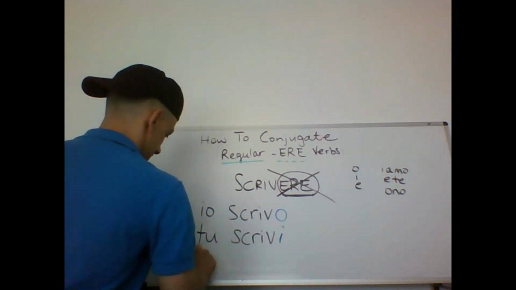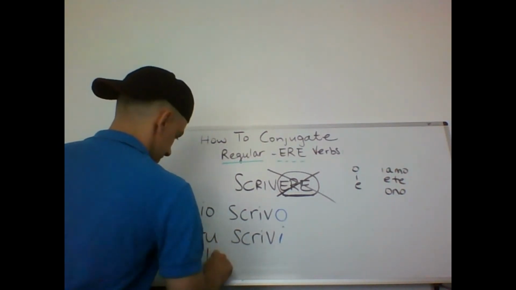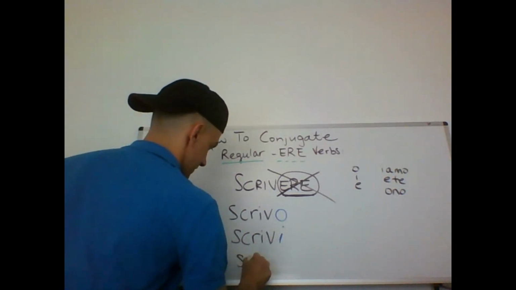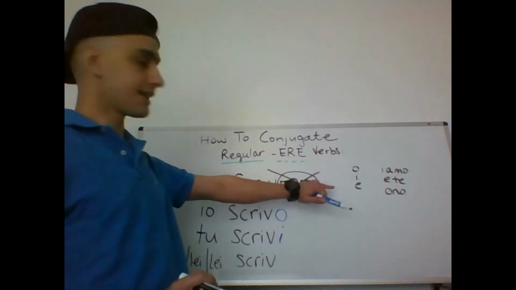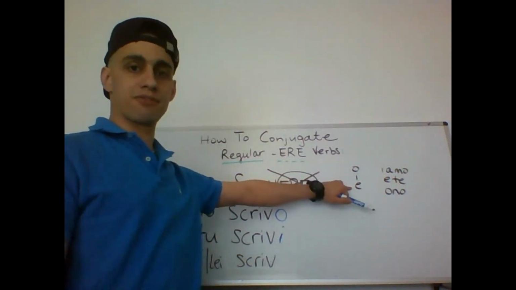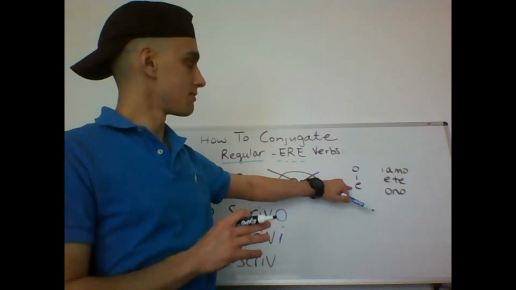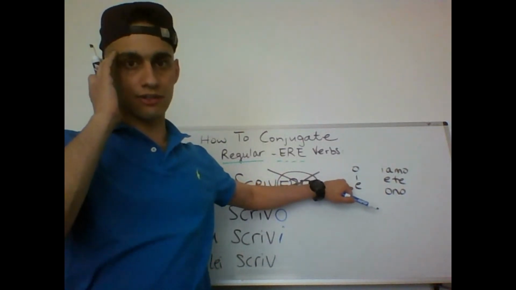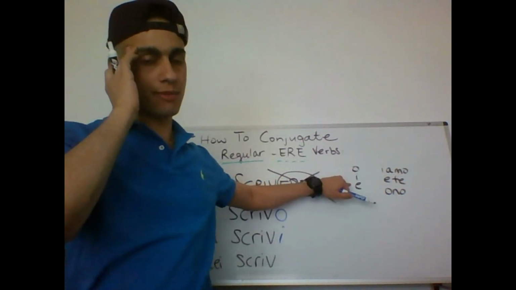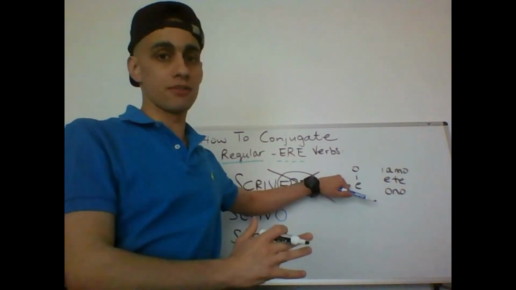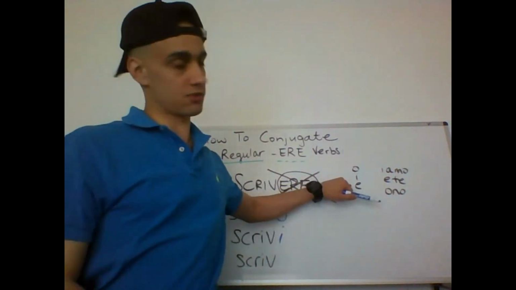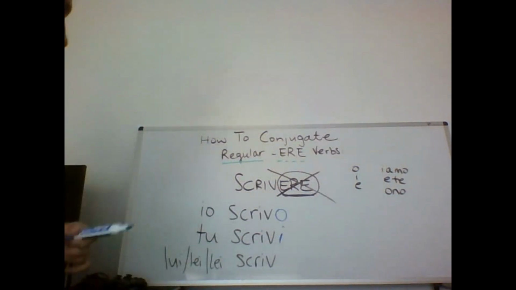lui, lei, lei. And then again, I know that lui, lei takes this from the table that I showed you earlier, but also it's just a matter of memorizing it. If you memorize ARE, you can memorize this very easily. And trust me, when I show you IRE verbs, that's even more simple. Okay.